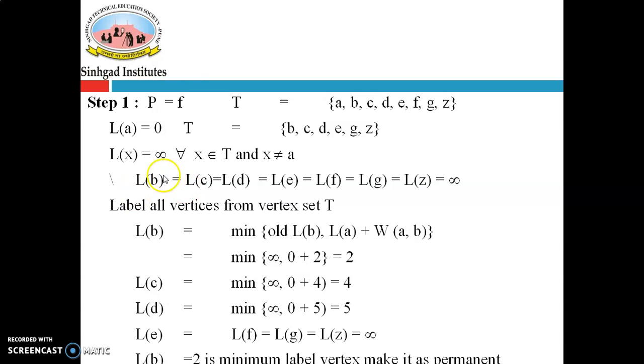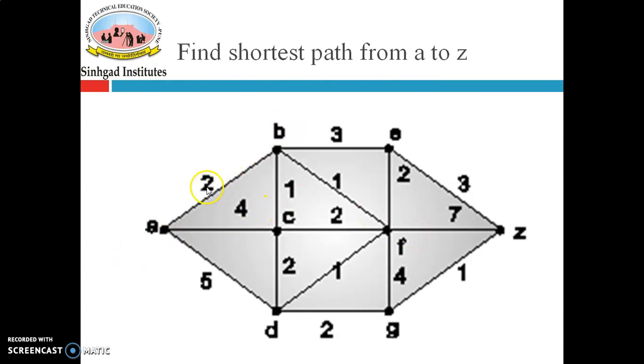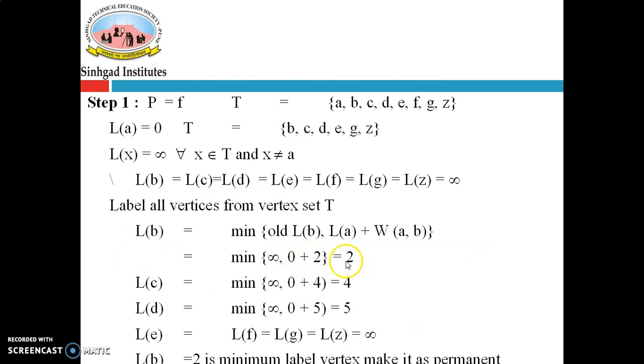LA is 0, that we know. LA is 0 plus weight from A to B. If you see, weight from A to B is 2, this value is inserted here. So 0 plus 2 is 2, and minimum from this is 2.